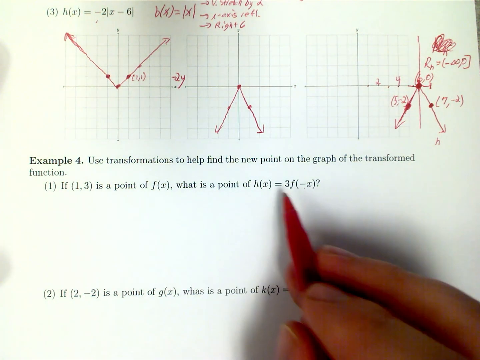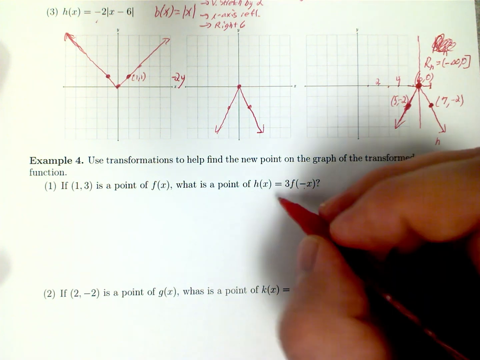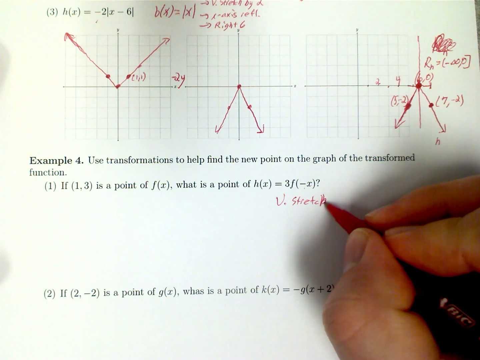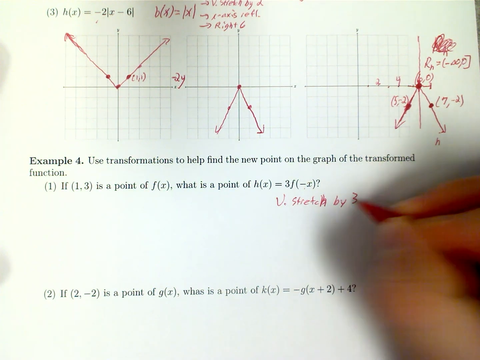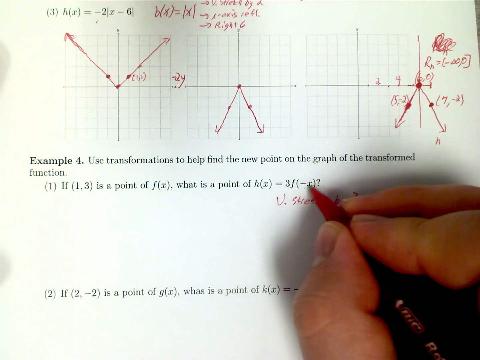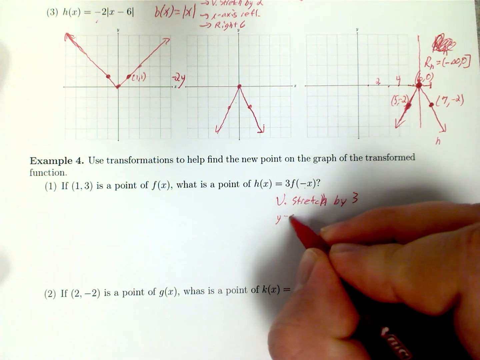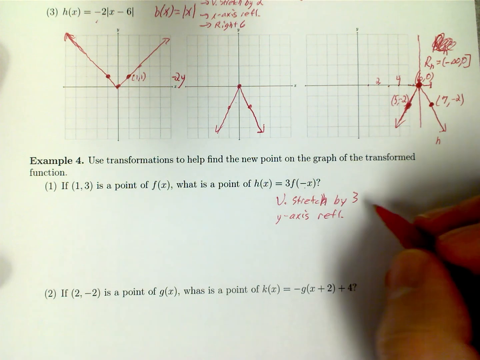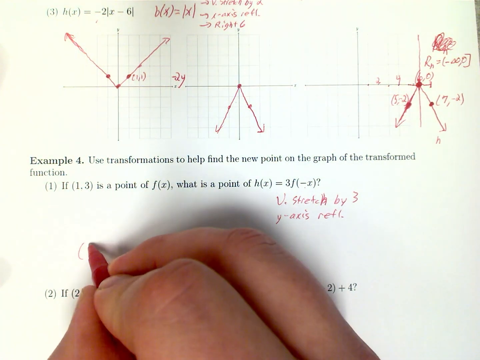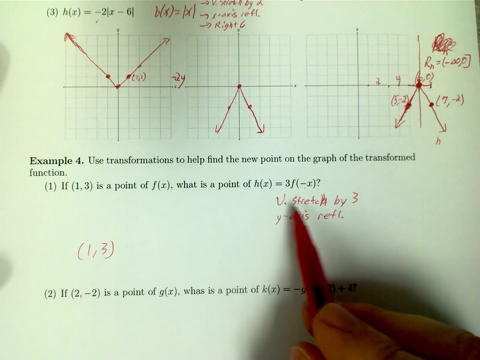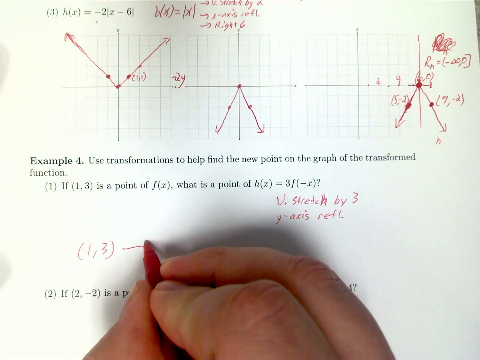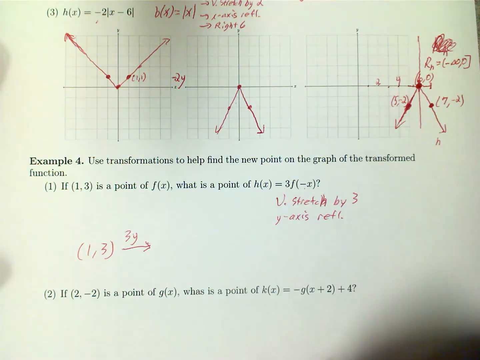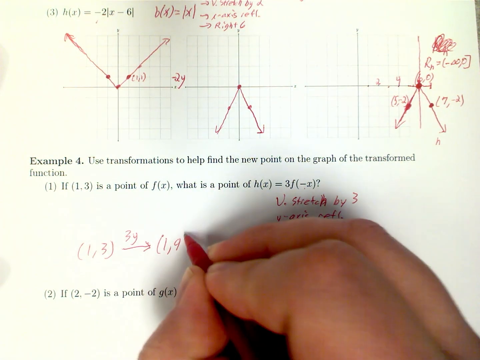Well, using transformation, so what do we see here? Well, we have a vertical stretch. It's a stretch by 3. And we also have on the inside the negative, so it's a y-axis reflection. So we're going to take the point 1, 3, and the vertical stretch is going to affect the y value. So we're going to multiply the y value by 3. So this becomes 1, 9.